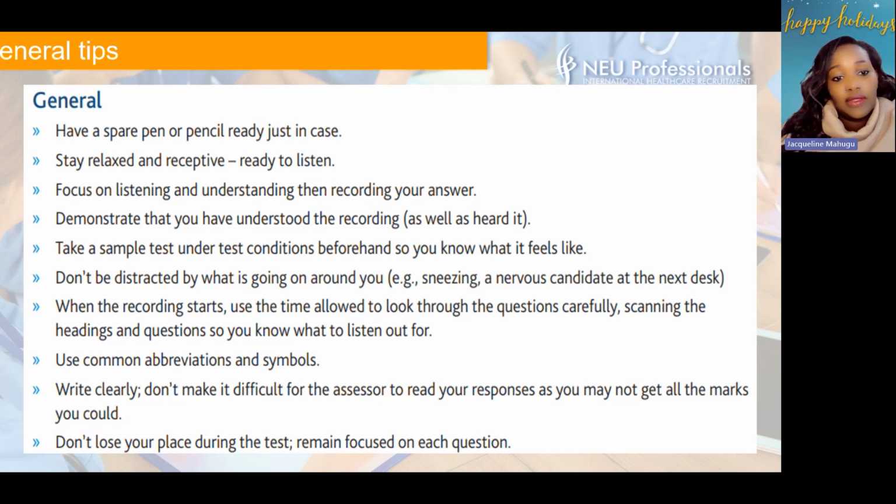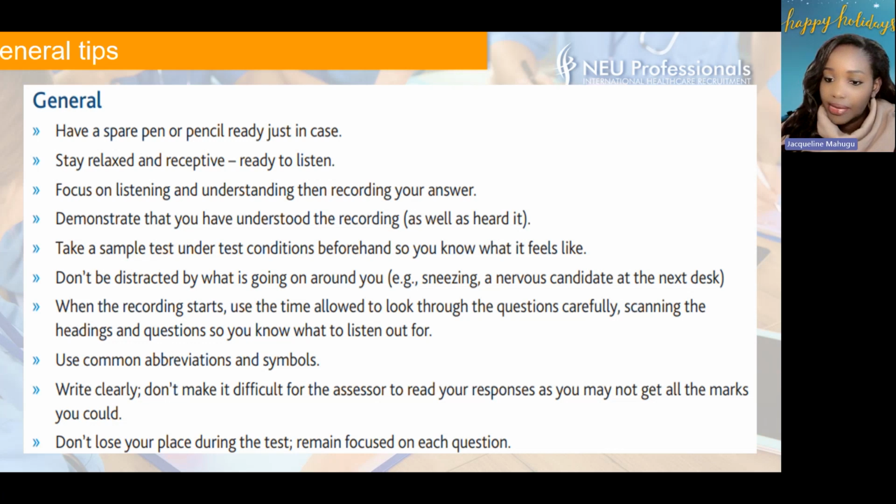Then for listening, you also have to stay relaxed. You have to be relaxed and receptive. So make sure the day before you get enough sleep. This is one big mistake that people make. Get enough sleep so that on the day of listening, which is the first test, you are ready and able to listen to what they are saying. You really need a high level of concentration during the listening test. So make sure you're relaxed, you slept well, and you're ready to listen because you have already practiced.